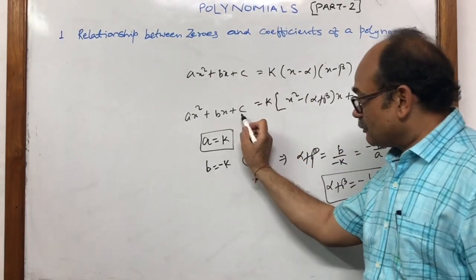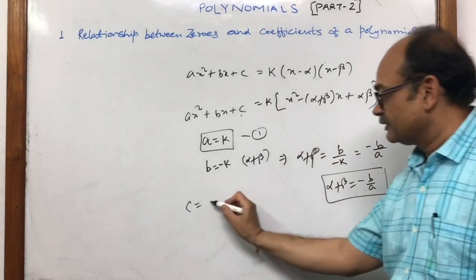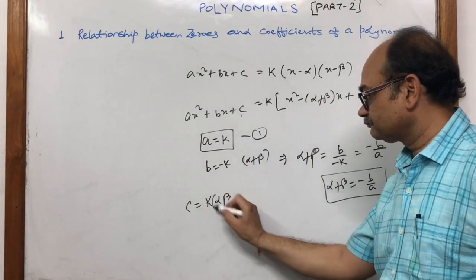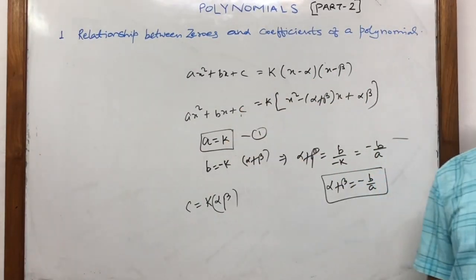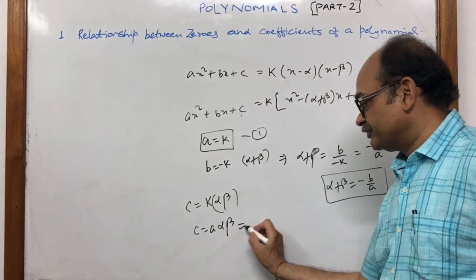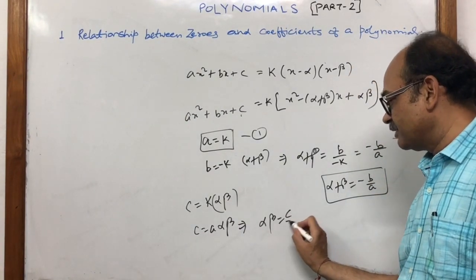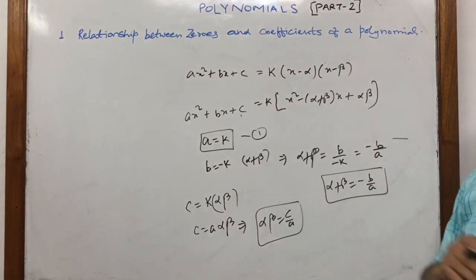Third, constant term is c. Compare with the constant term k alpha beta. K alpha beta, constant. Here constant is c. But k is already calculated as a, which implies alpha beta is nothing but c by a. And the same thing we have applied in the previous two questions.